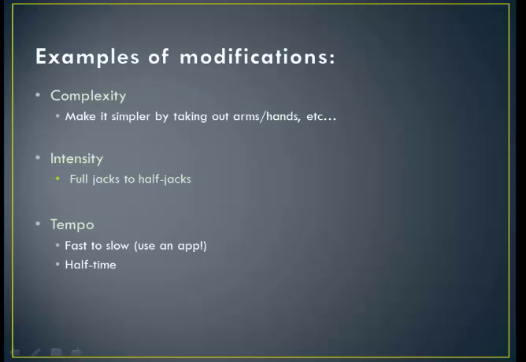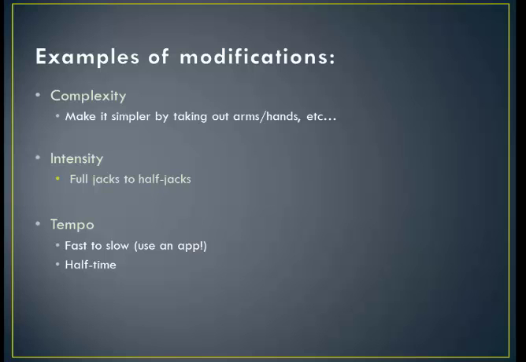Okay, so some examples of modifications. You can change the complexity of a movement by making it simpler by taking out arm movements and just focusing on the legs. You could also make it more complicated by adding arm movements or more intricate leg movements. You can change the intensity. For example, you can take the intensity down from a full jumping jack to a half jack, or even just using the legs. And the tempo you can change from fast to slow or from slow to fast, actually changing the tempo of a song.